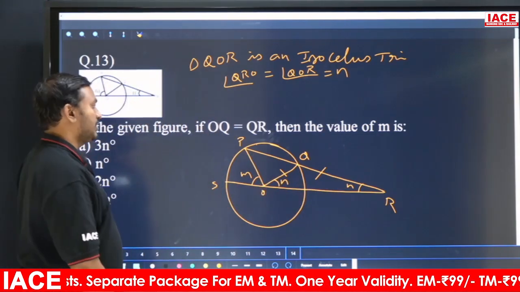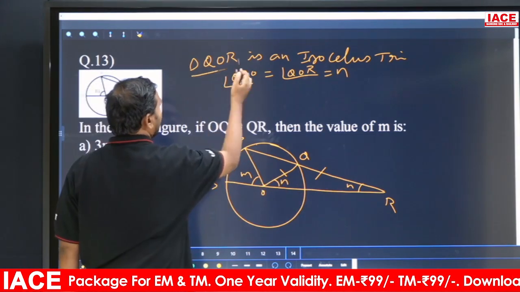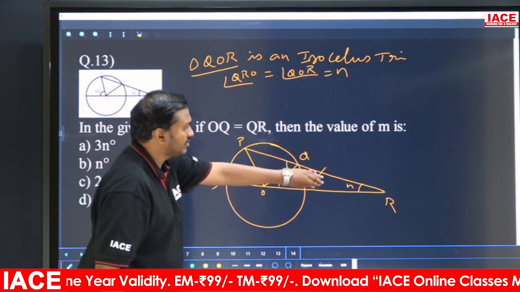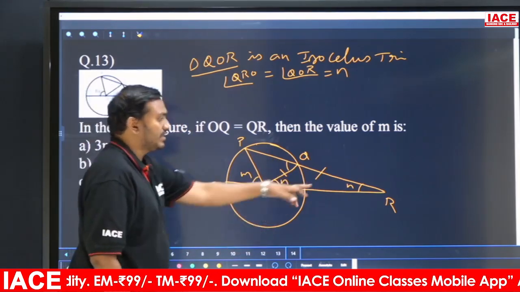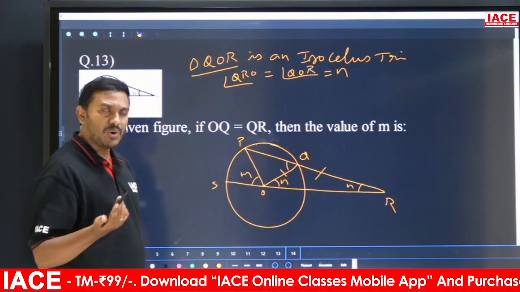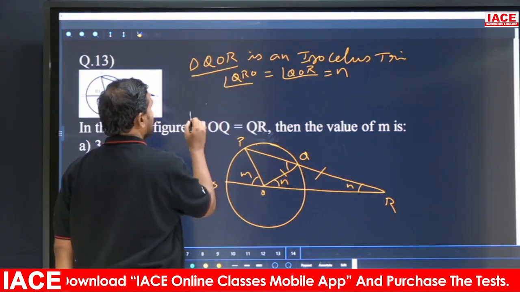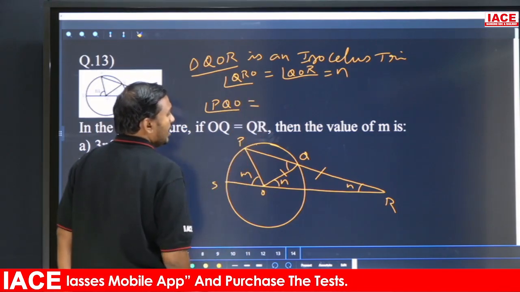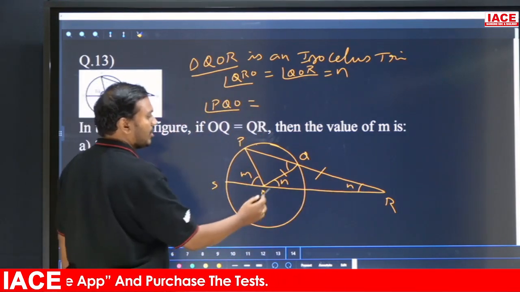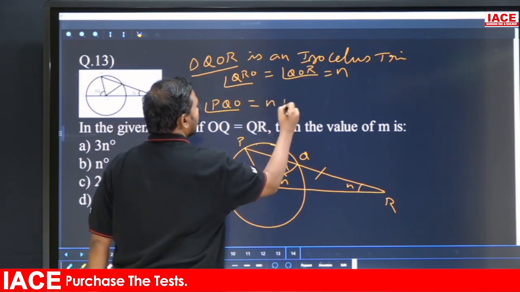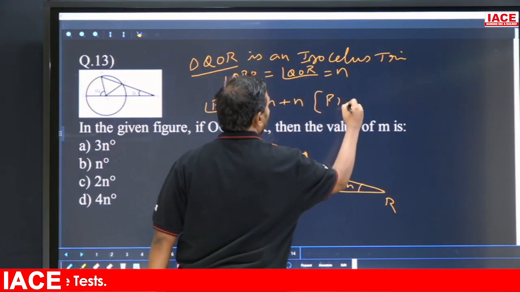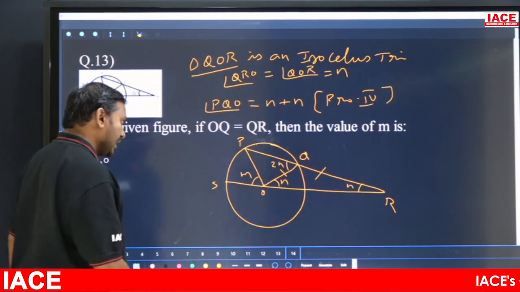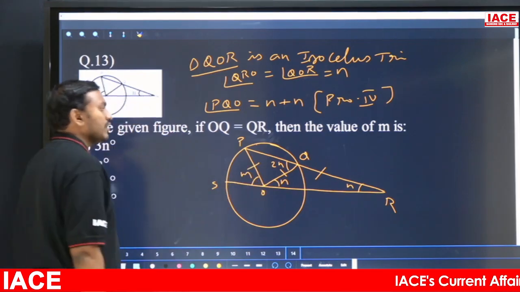Then coming to here. For this triangle QOR, what is this angle? For this triangle, this is the exterior angle. What does the exterior angle property say? Angle PQO equals the sum of the opposite interior angles. What are the opposite interior angles? N and N. That is N plus N, property number 4. That means this is 2n.